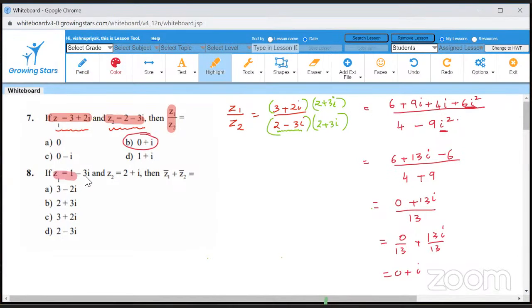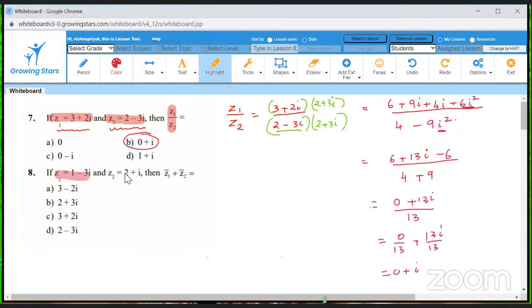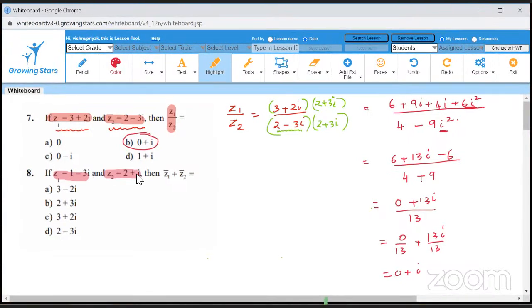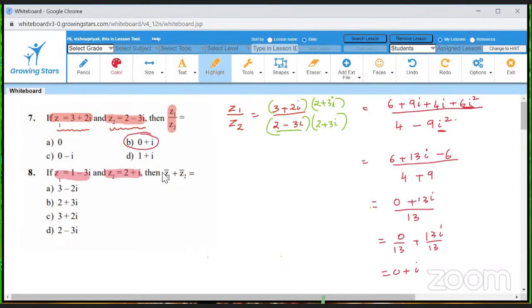Let's go to 8th. Z1 is 1 minus 3i. Z2 is 2 plus i. Find out what is Z1 bar plus Z2 bar. This is very easy. You can try.